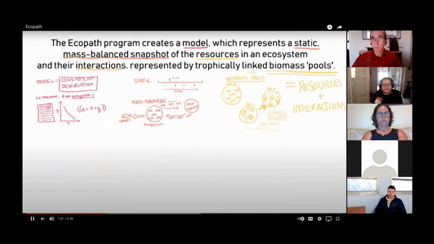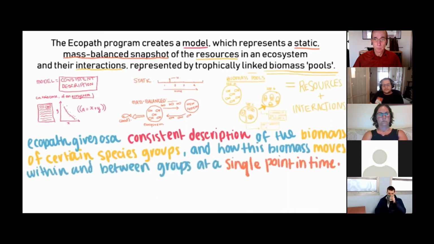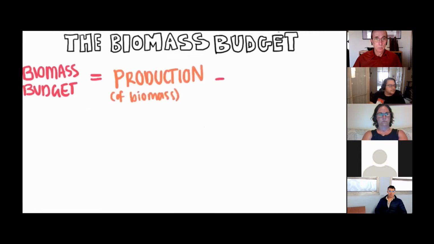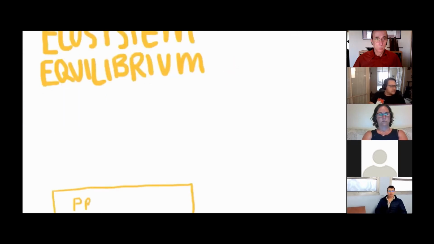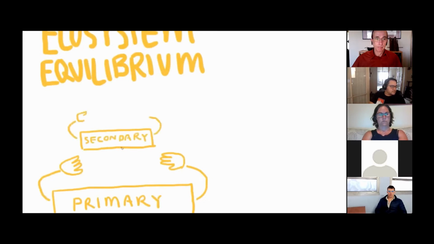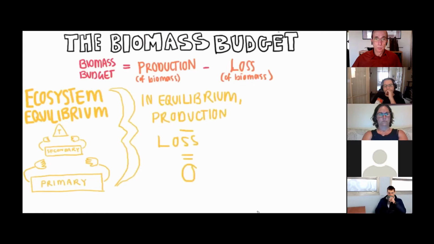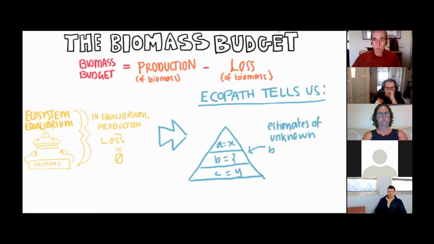So, in other words, Ecopath gives us a consistent description of how the biomass of certain species groups and how this biomass moves within and between species groups at a single point in time. This model can thereby tell us the biomass budget for an ecosystem, which is the difference between the production and loss of biomass within an ecosystem. Ecopath acts under the assumption that the ecosystem exists under equilibrium conditions. This means that the ecosystem is existing in a balanced state that keeps population size within a sustainable range, with enough species existing at each trophic level to sustain the entire ecosystem. If an ecosystem is balanced, biomass produced and lost are equal, meaning production minus loss equals 0. Therefore, Ecopath can tell us exactly how much biomass production and loss is needed within species groups in order for an ecosystem to maintain an equilibrium state, and can thereby allow us to estimate unknown biomass of a certain species group that would be expected in a balanced ecosystem.